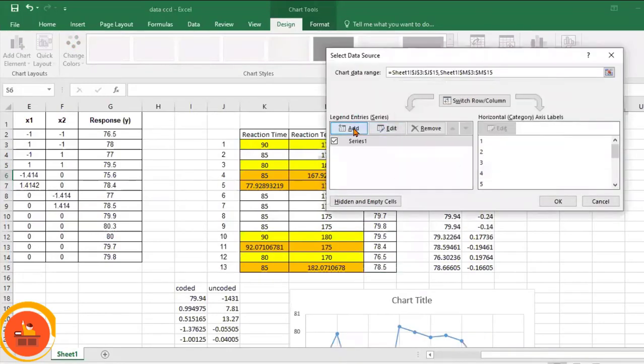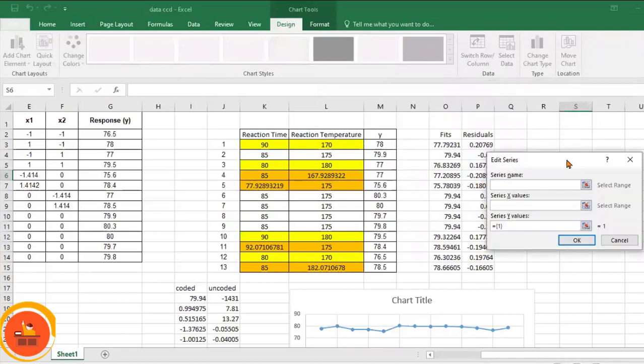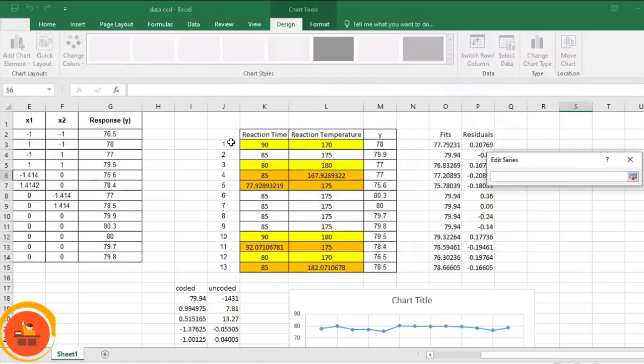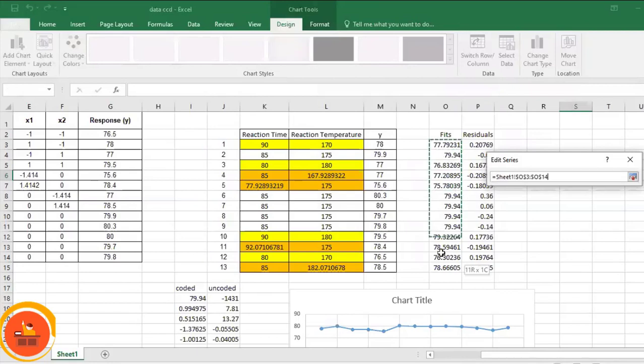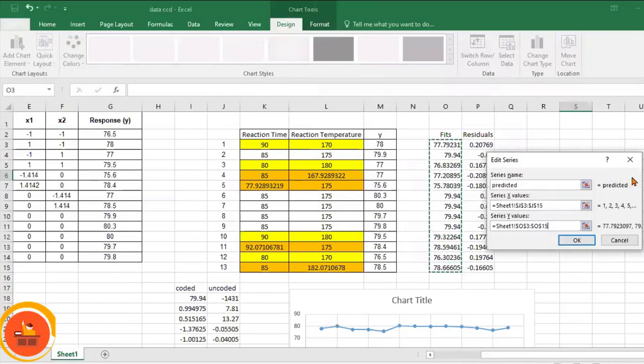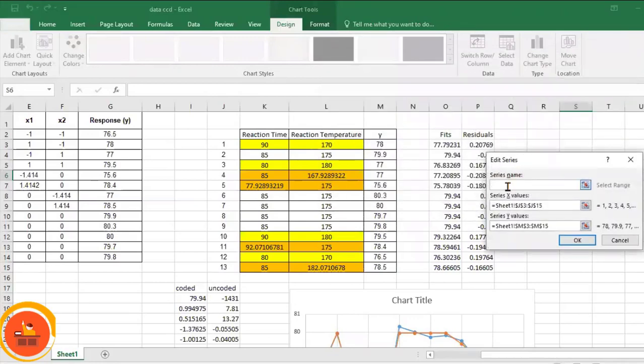Okay, and add one more series. You say it as predicted. Same X range is again X values, and Y range is fits. Okay, and this one I will name it as experimental.